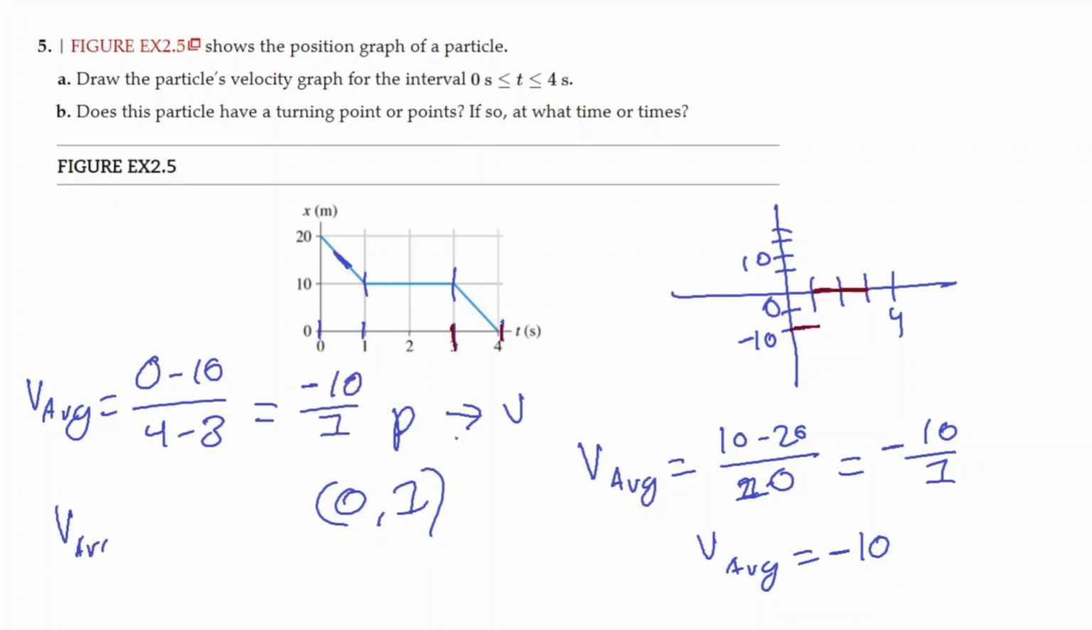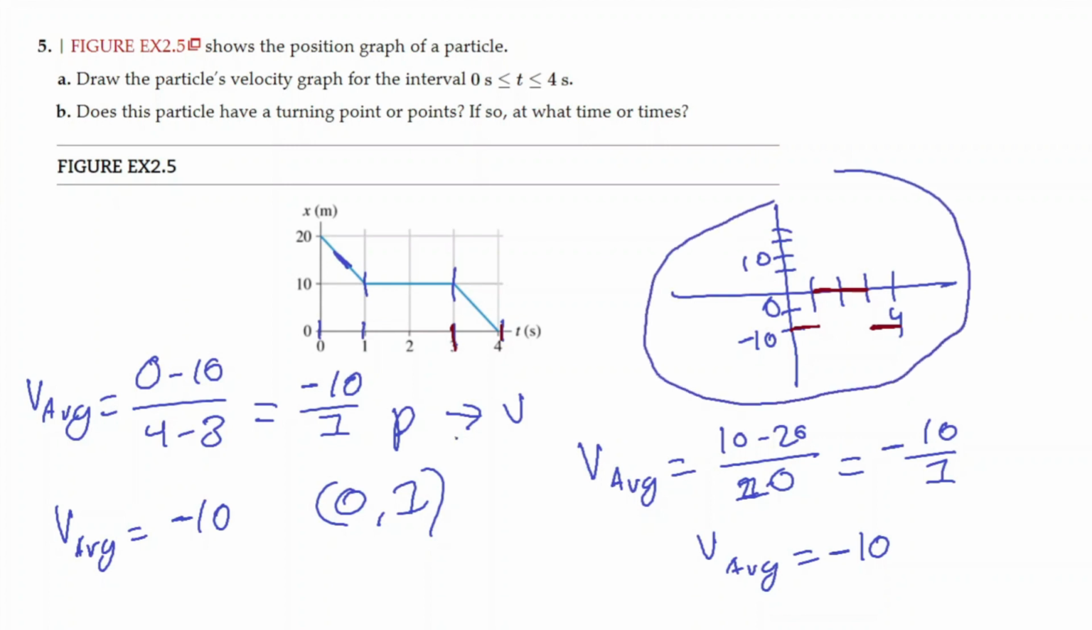So our average velocity from interval 3 to 4 is also going to be negative 10, in which our velocity graph from 3 to 4 is going to be plotted at negative 10 right there. So this would be our velocity versus time graph from interval 0 to 4 seconds.